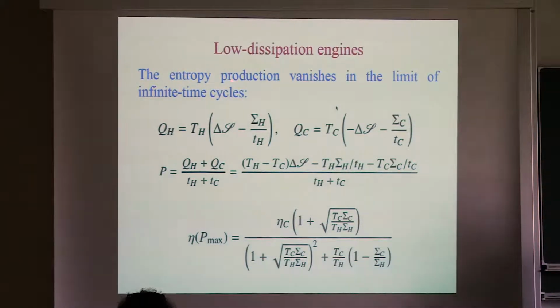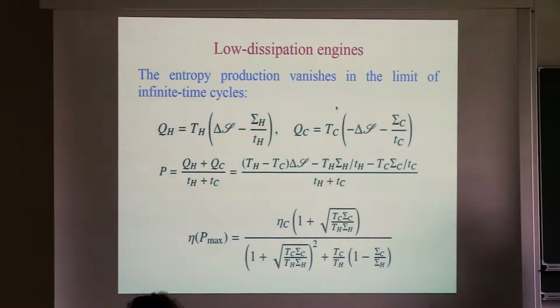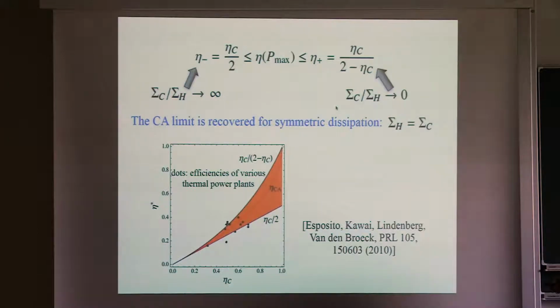So the argument is that entropy production vanishes in the limit of infinitely long cycles for a Carnot cycle. And so if the times of your cycles, for the cold isothermal and hot isothermal steps, are infinite, then you get overall zero entropy production. If not, you have corrections. So first order correction for long cycles. Then you can again compute power and efficiency at maximum power.